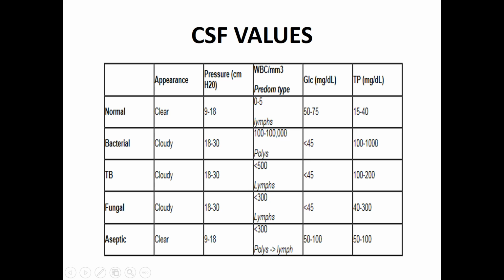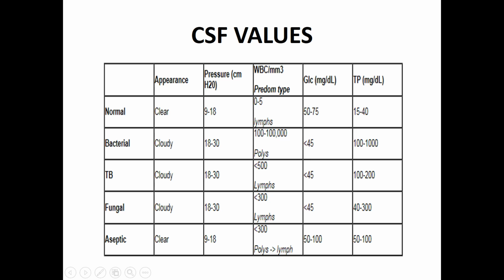And in aseptic conditions, again, the appearance will be clear, the pressure will be within normal limits, and the TLC count is less than 300. Mostly the predominant cells will be polymorph neutrophils but not the lymphocytes, the glucose content is between 15 to 100, and the protein content is also normal. So these are the different values of the CSF which can help you in the diagnosis. Mostly you have to focus on the bacterial, TB or the viral infections.